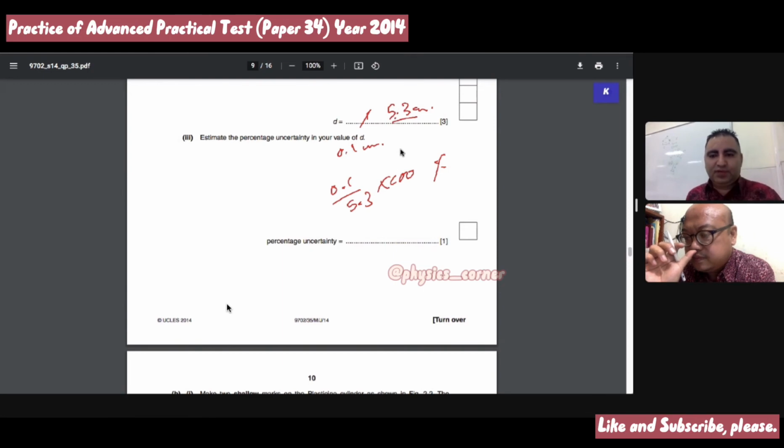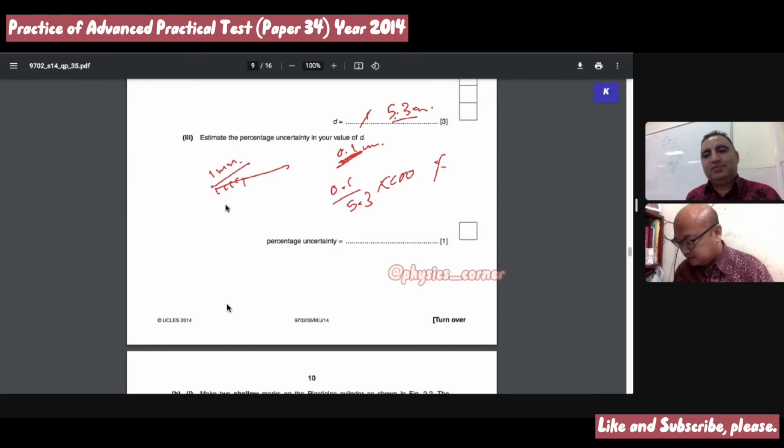What do you mean, half small square? It can be half small square or it can be the full small square. It depends. For simplicity, you can just take one square, only one square, because the smallest for a ruler is 1 mm. So this is the uncertainty for a ruler.